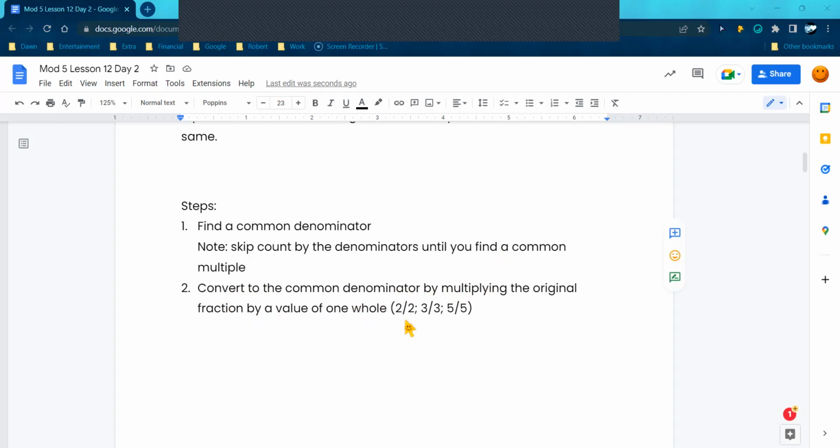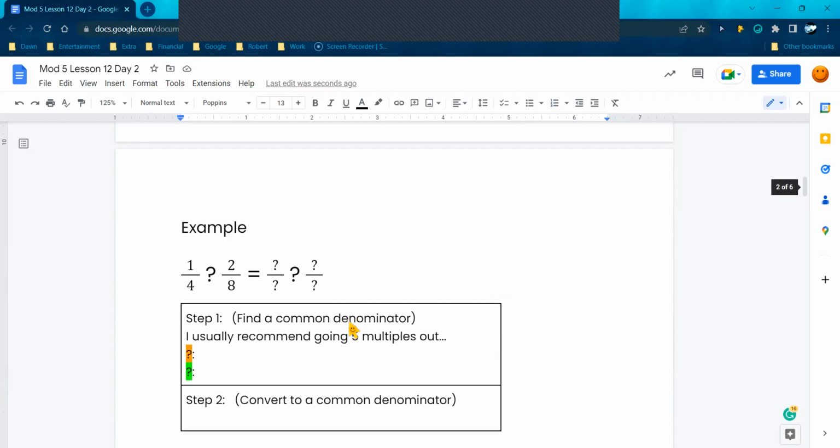A value of 1 whole is like 2 over 2, 3 over 3, 5 over 5. So 2 over 2 is the exact same thing as 1. So that's what we mean by a value of 1 whole, or 3 over 3. So it's any number over any number, as long as it's the exact same number. Let's go look at an example and practice.